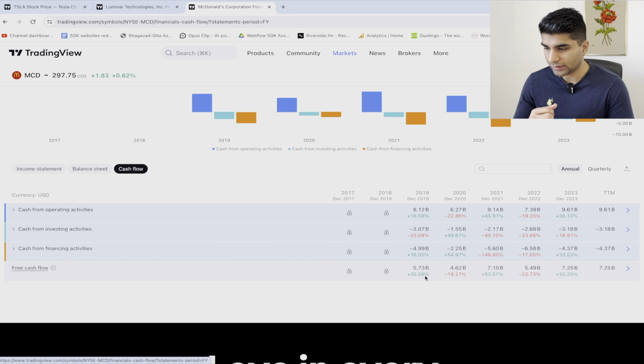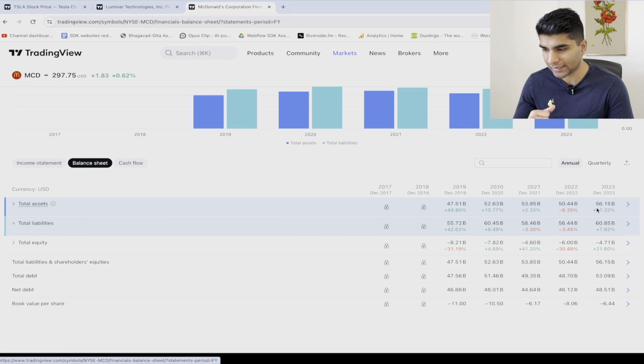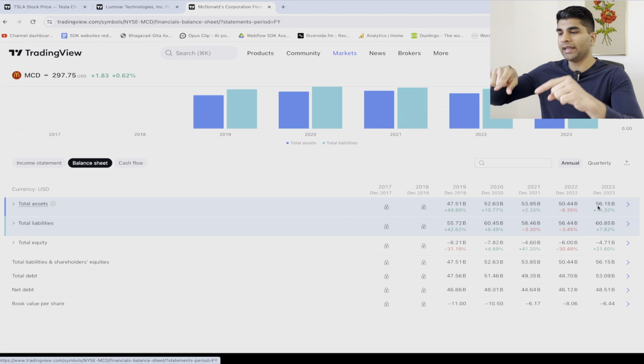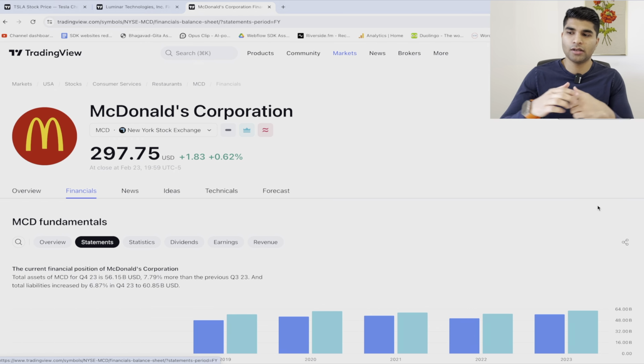Here you see the free cash flow is good as well. It's okay. It's 5 billion, 4 billion, it dipped, 7 billion, 5 billion, 7 billion. So it's growing at a very slow pace. The only issue I see here is the assets are lesser than the liabilities. So let me know in the comment section below if this MCD, McDonald's Corporation, is a buy or not.